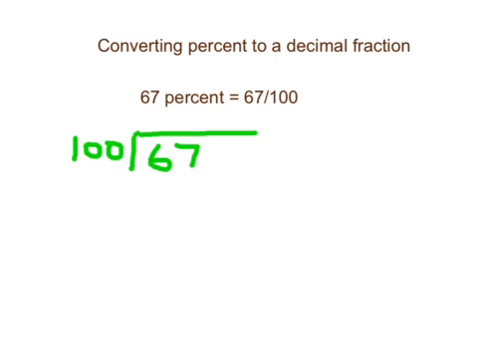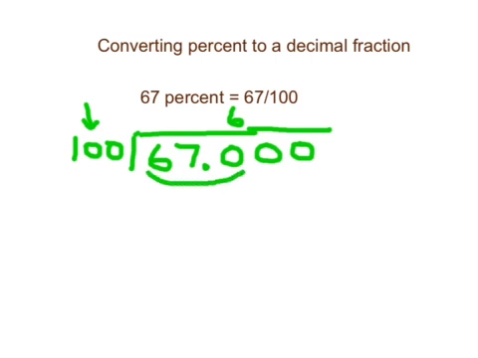Suppose we did long division. We'd say 100 won't go into 67 at all, we'd put a decimal point there and add some zeros, which doesn't make 67 any bigger. And we say 100 goes into 670 6 times, because 6 times 100 is 600. When you subtract, you have 70 left over.